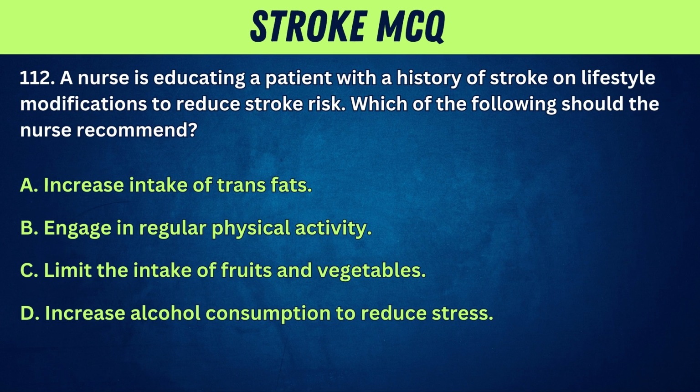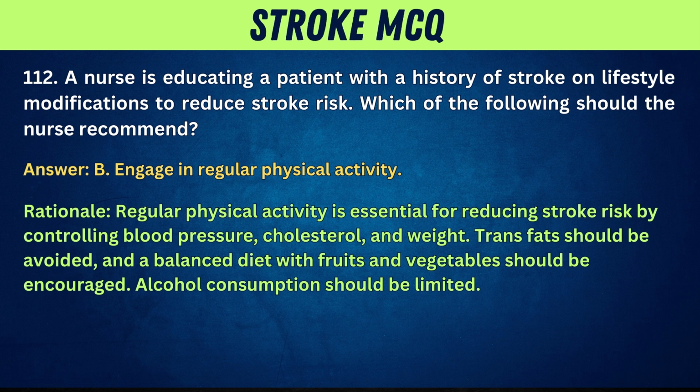112. A nurse is educating a patient with a history of stroke on lifestyle modifications to reduce stroke risk. Which of the following should the nurse recommend? A. Increase intake of trans fats. B. Engage in regular physical activity. C. Limit the intake of fruits and vegetables. D. Increase alcohol consumption to reduce stress. Answer: B. Engage in regular physical activity.